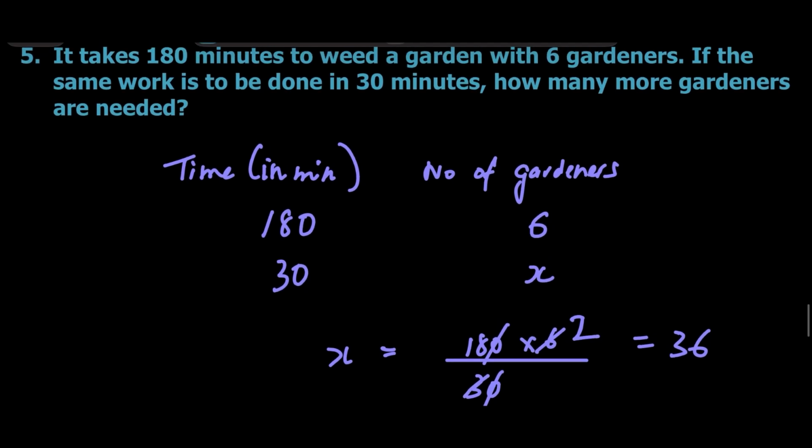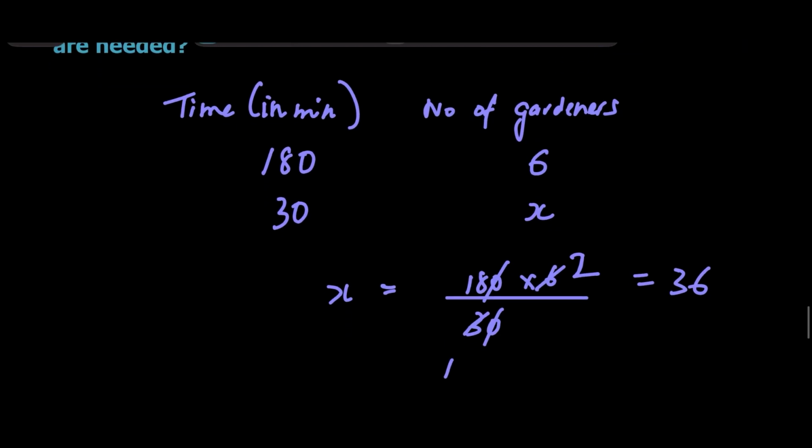Now see, look at the question, okay? How many more gardeners are needed? So suppose they already had 6 and now they need 36. So how many more? 30 more gardeners. 36 minus 6 which are already there. How many more?